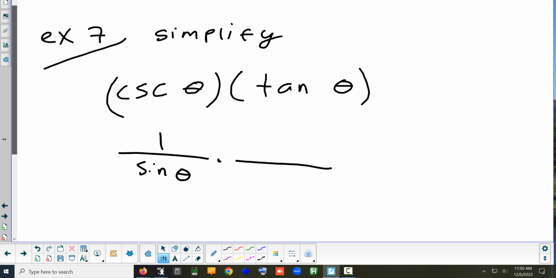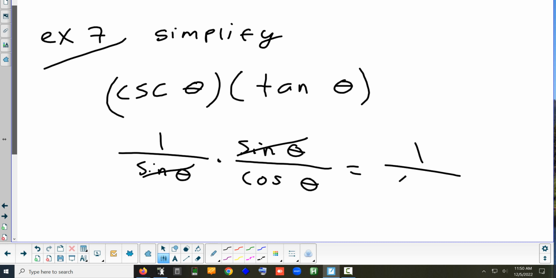And what's our formula for tangent? Thinking about that using sine and cosine, it's the sine over cosine. And now when you're multiplying 2 fractions, and you have the same thing in the top and the bottom, it cancels out. So now we end up with 1 over cosine.